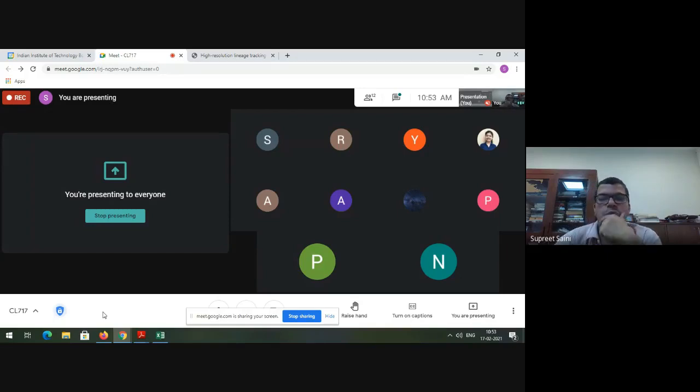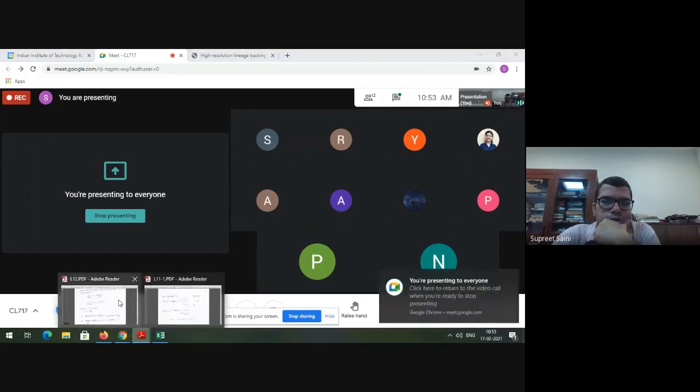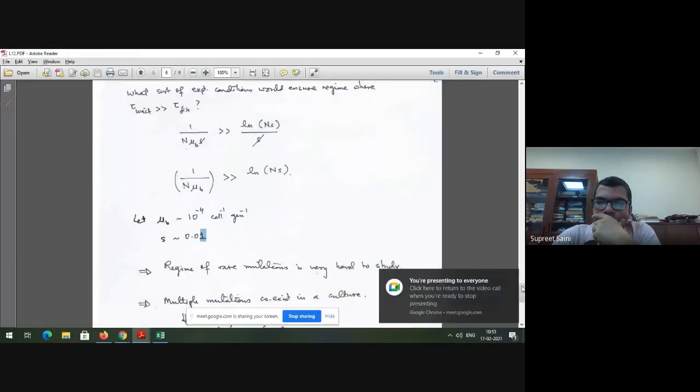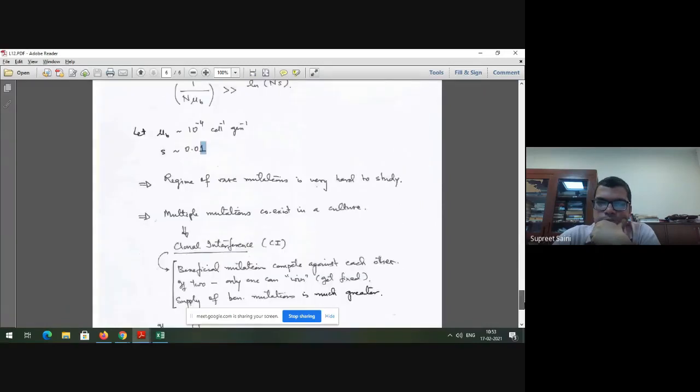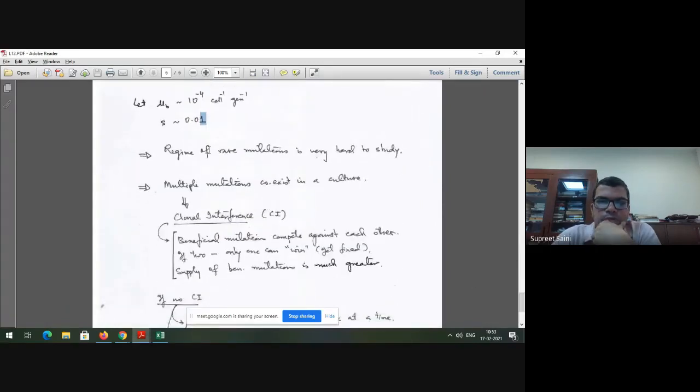Which leads me to this result now. Regimes of rare mutation are very hard to study because I need to design an experiment with a population size of 100 to be able to study rare mutations. And if you think about it, if you have 100 individuals, not only do you have to keep those 100 individuals at that population size, but the time you have to wait for a mutation to occur is going to be inordinately long because mutations are so rare.